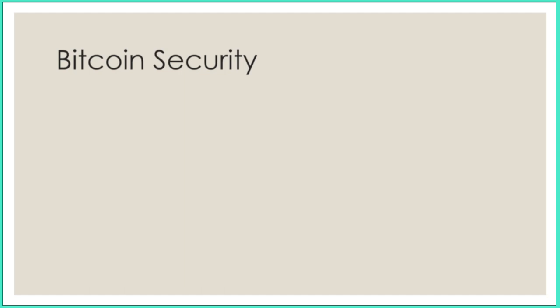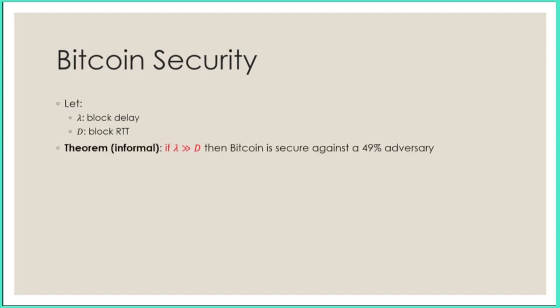But I do want to talk about the security of Bitcoin and how one would prove it. Before, I just want to state what the security is. So the security of Bitcoin relies on two parameters. One is lambda, the block delay. It's how long you wait between two blocks. And this is 10 minutes. On average, if we ignore changes to difficulty, there is a Bitcoin block once every 10 minutes. And D is the block round trip time, how long it takes the entire network to learn of a newly created block. And the security theorem of Bitcoin, stated informally, is that if lambda is much larger than D, then Bitcoin is secure against 49% attacks.